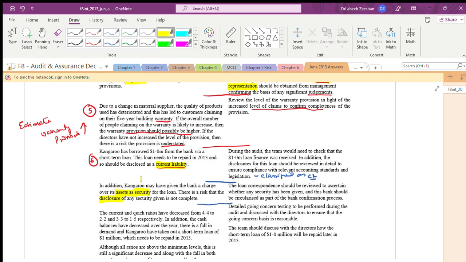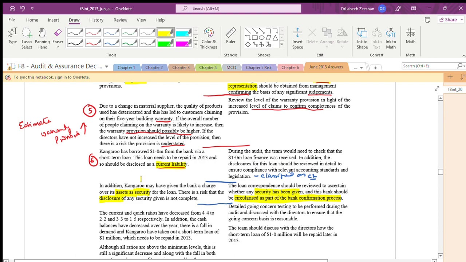Whether any security has been given as a guarantee. And this bank should be circularized as part of the bank confirmation. You have to get a bank confirmation for this 1 million loan, whether it is a current liability, and whether any security is given. We are not writing this, it is just for your explanation. The loan correspondence should be reviewed to ascertain whether any security is given, and this should be circularized.